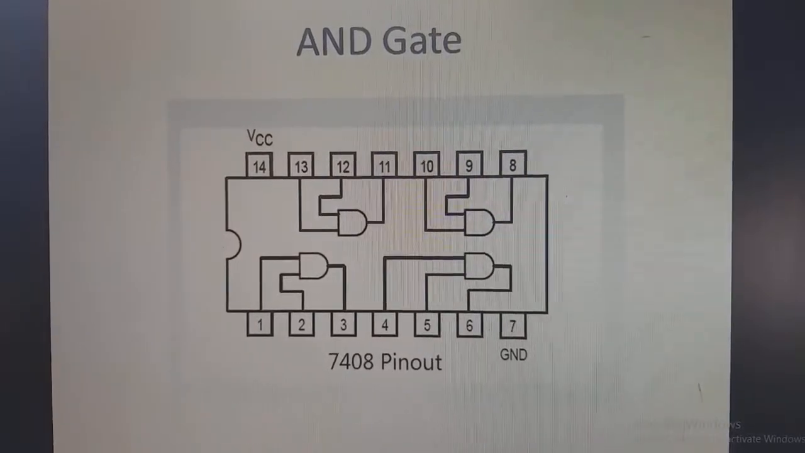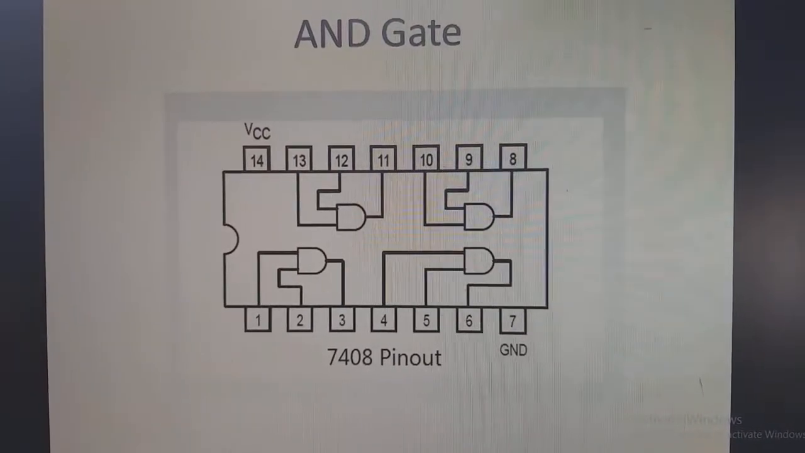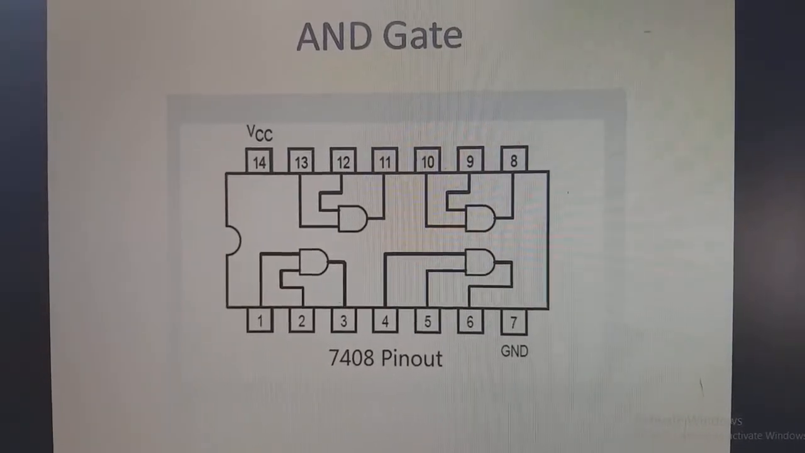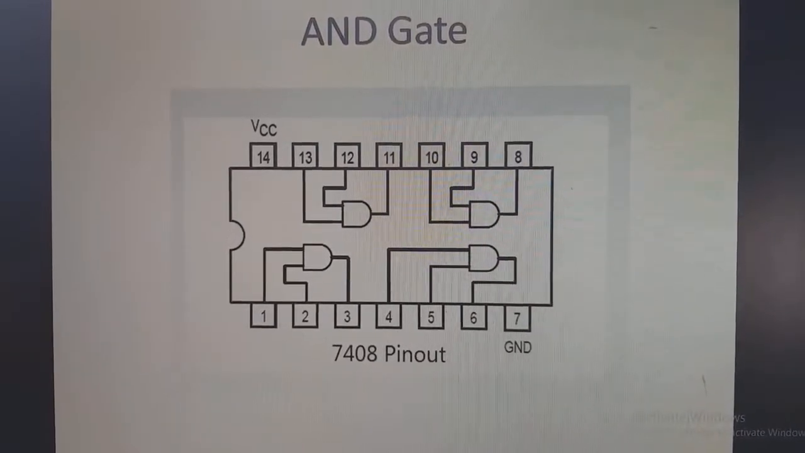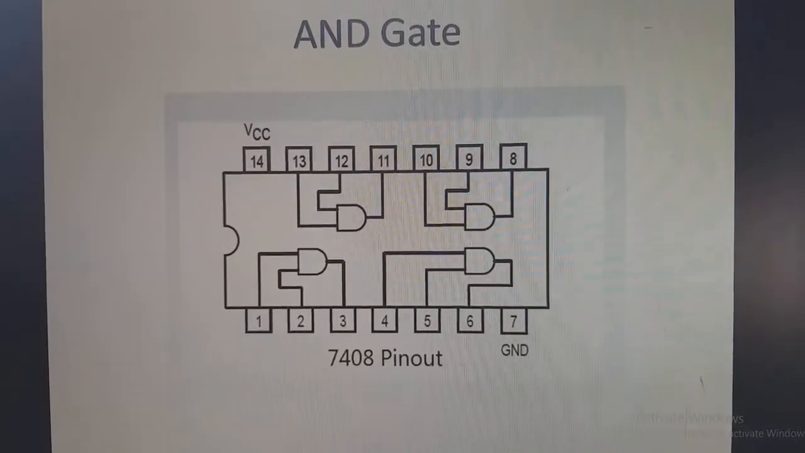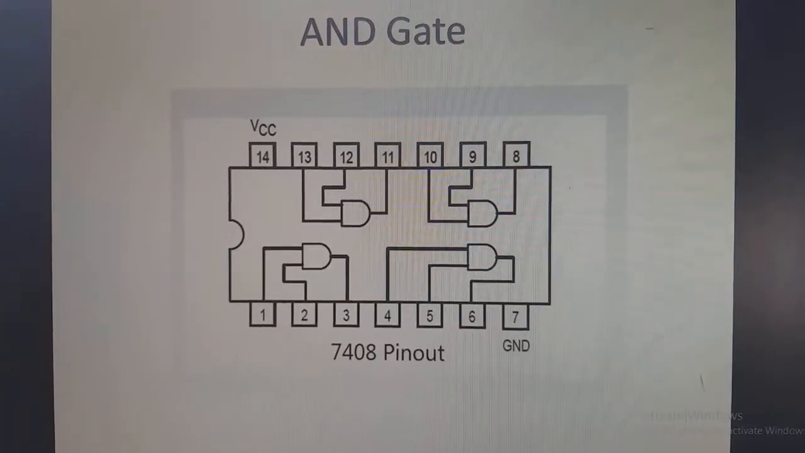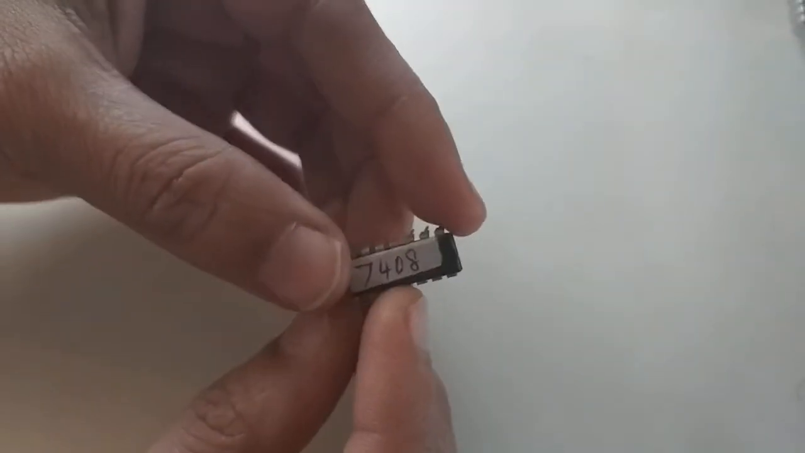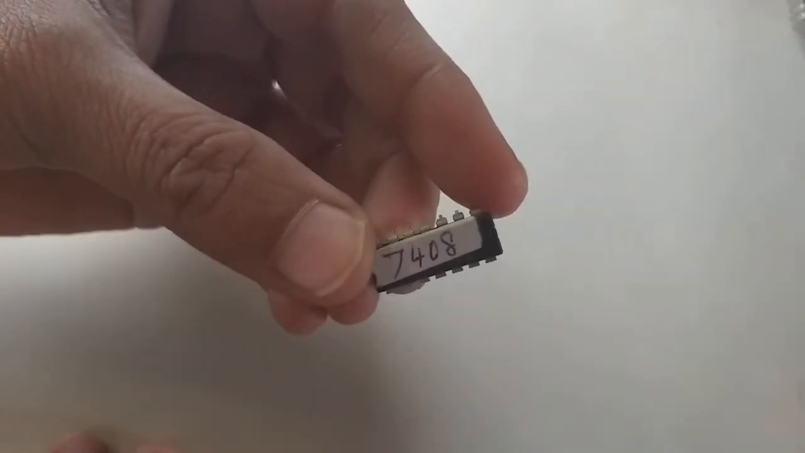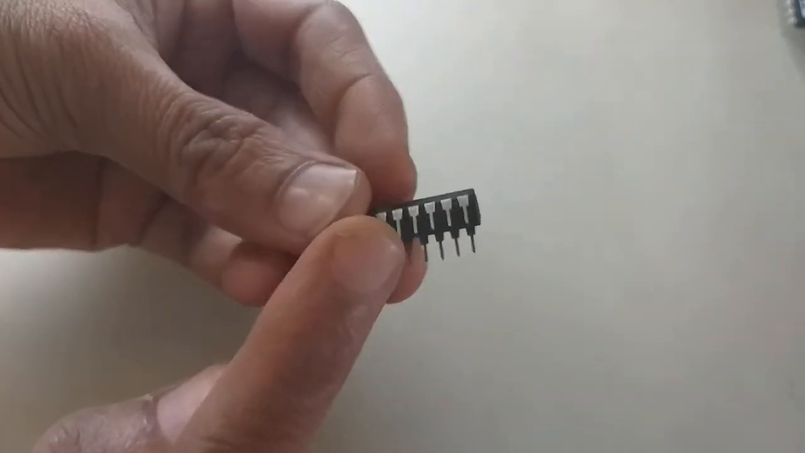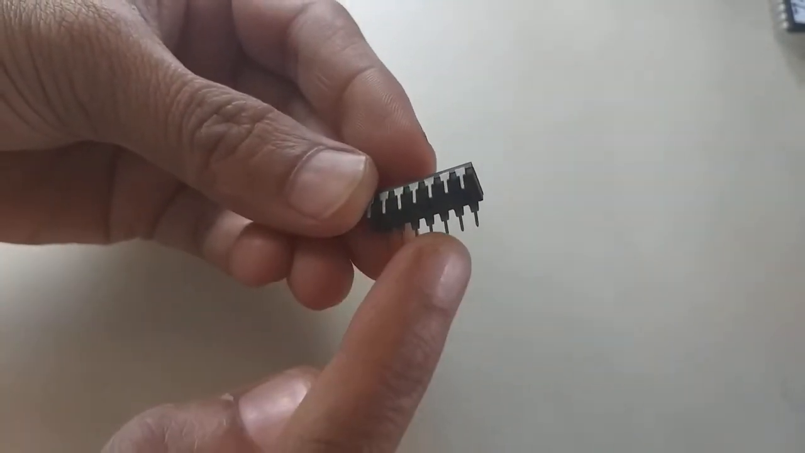7 is connected to the ground, 14 is connected to VCC, that is plus 5 volts. 1 and 2 will be the inputs for the first gate, 3 is the output. 4, 5 are inputs, 6 is the output. Similarly the other 2 gates. This is the IC of 7408. This is also 14 pin, 7 on each side.